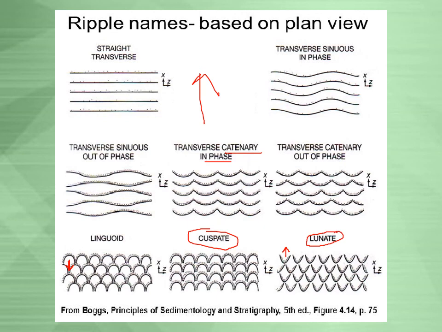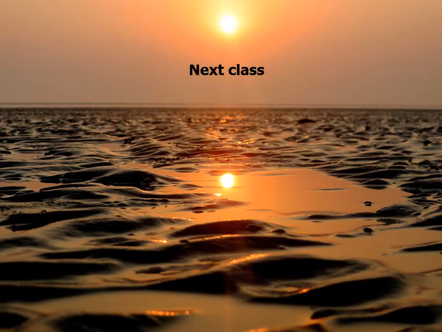Okay, so you can see catenary and cuspate ripples are almost the same. Here both the cups are connected with each other, that means continuous crest lines, but the openings of these cups are different for catenary and cuspate. For catenary it is towards the flow direction, for cuspate it is opposite to the flow direction.